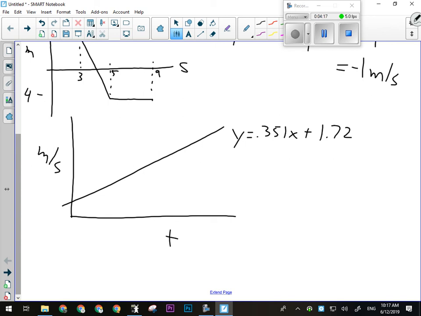Well, remember, direction doesn't matter for distance, right? I do have to take into account that it went below here when I'm calculating that it went 9 meters, right? But no, I don't put the negative on my answer.